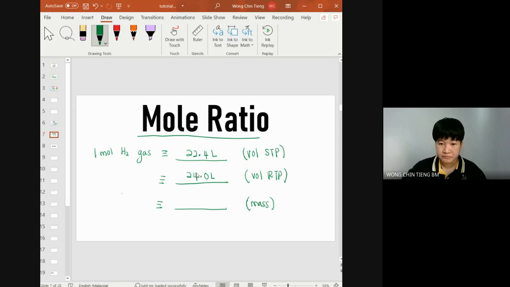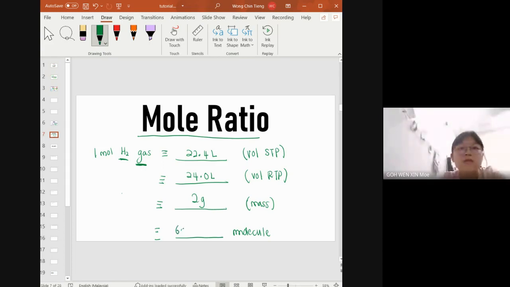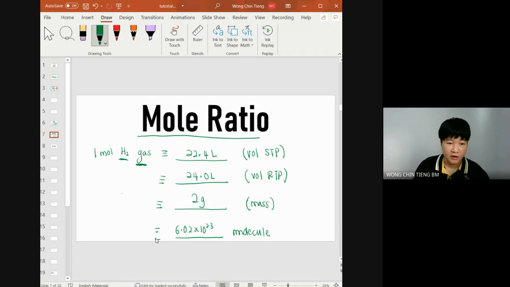Aina, 1 mole of hydrogen gas in mass. 2 gram. Why 2 gram? Because hydrogen has two for gas. So times 2, because it's a gas. So 2 times 1. Thank you. Next. 1 mole of hydrogen gas molecule. 6.02 times 10 to the power of 23 molecule. Thank you. All right.